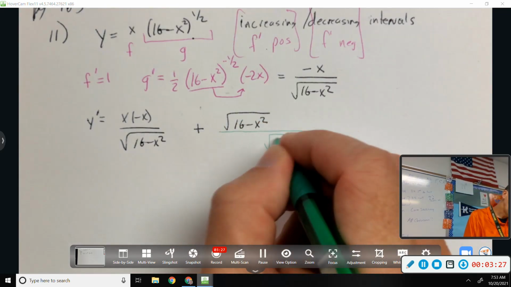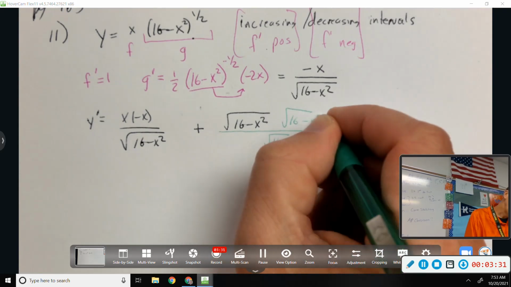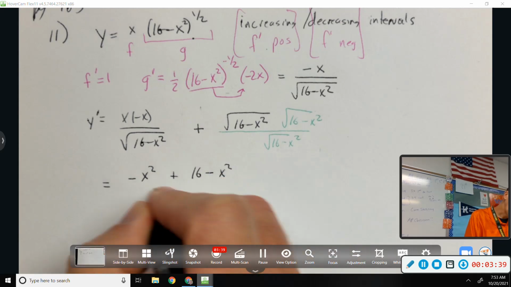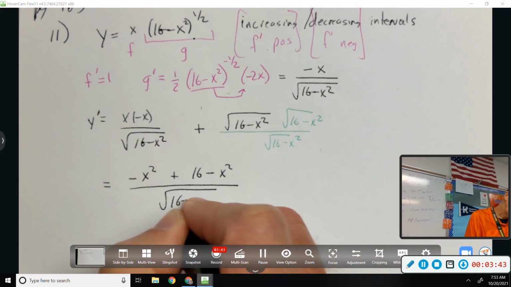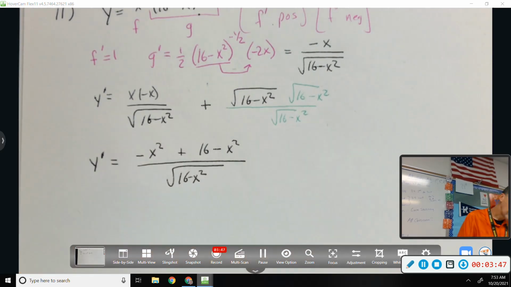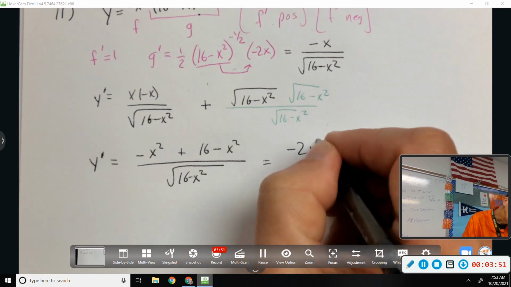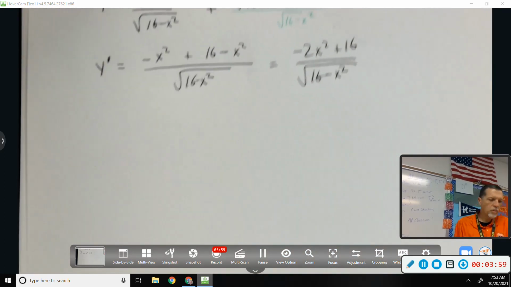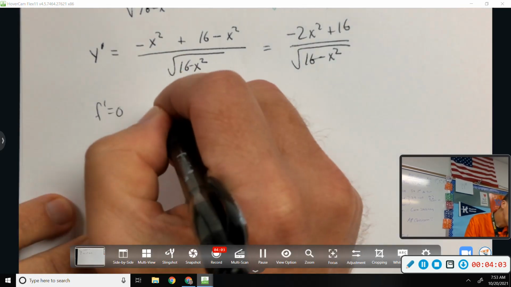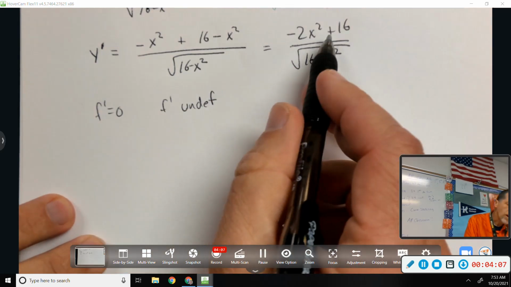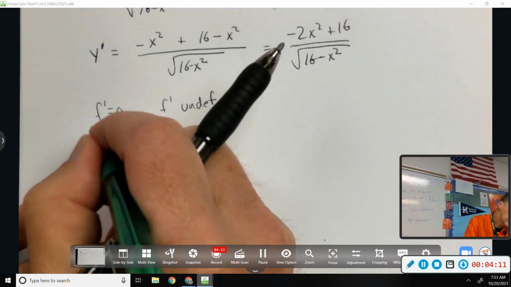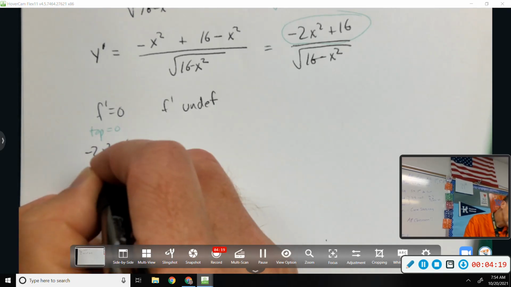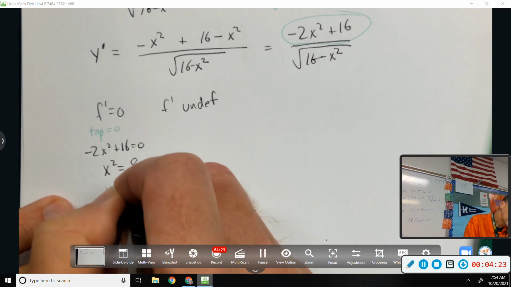So I'm going to clean up f prime by getting a common denominator. So negative x squared plus 16 minus x squared all over square root 16 minus x squared. So negative 2x squared plus 16 over square root 16 minus x squared. Critical points would be where f prime is 0 or undefined. So f prime is 0 when the top is 0. So x squared equals 8. X is the square root of 8.